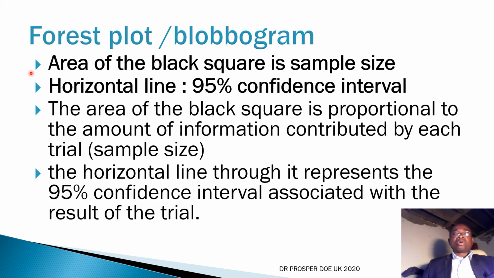Forest plot or globogram. Area of the black square is the sample size. The horizontal line is a 95% confidence interval. The area of the black square is proportional to the amount of information contributed by each trial, that's the sample size. And the horizontal line through it represents the 95% confidence interval associated with the result of the trial.